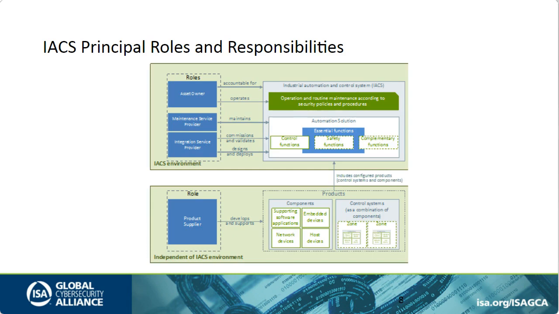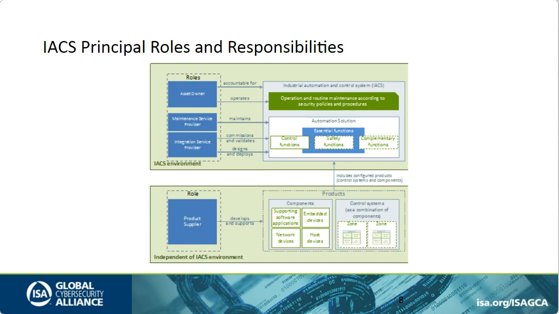This slide shows the relationship between the principal roles in an IACS. The left-hand side shows the principal roles in the 62443 series. Starting from the top, the asset owner is accountable and responsible for the IACS. The asset owner is also the operator of the IACS. There are two types of service provider. Maintenance service provider is responsible for providing maintenance services such as patch management. Integration service provider is responsible for the integration of system and component products into an automation solution. And finally, the product supplier role is responsible for developing and supporting an IACS system or component product.